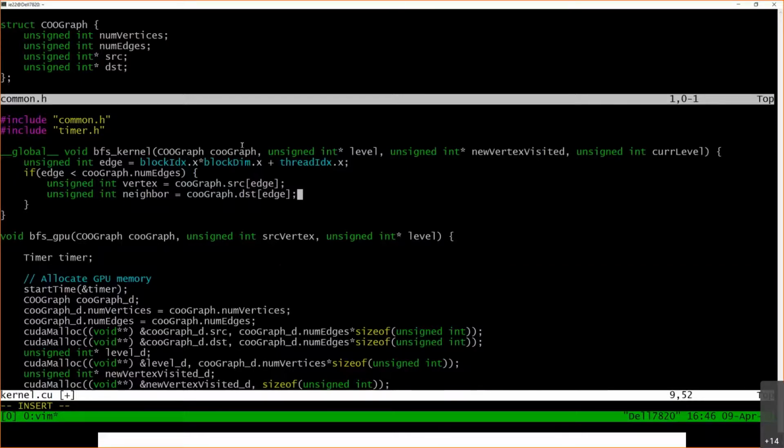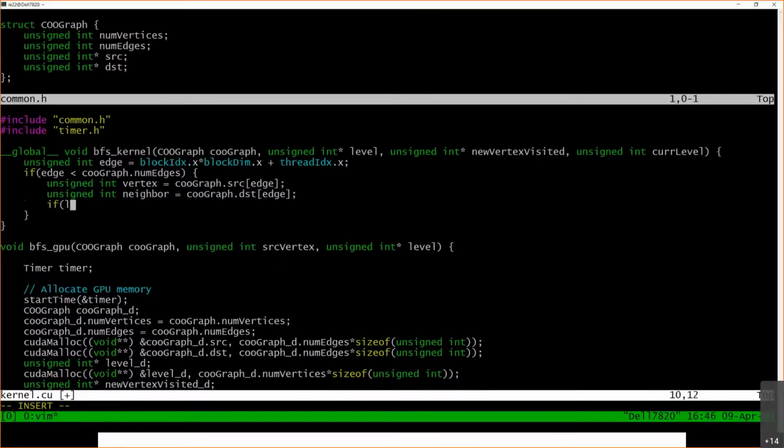So how do I do that? I'm going to check if my vertex is in the previous level. So if level of vertex is equal to the previous level, which is the current level minus 1, and if my neighbor has not been visited, so if the level of my neighbor is UINT_MAX, this means my neighbor has not been visited.